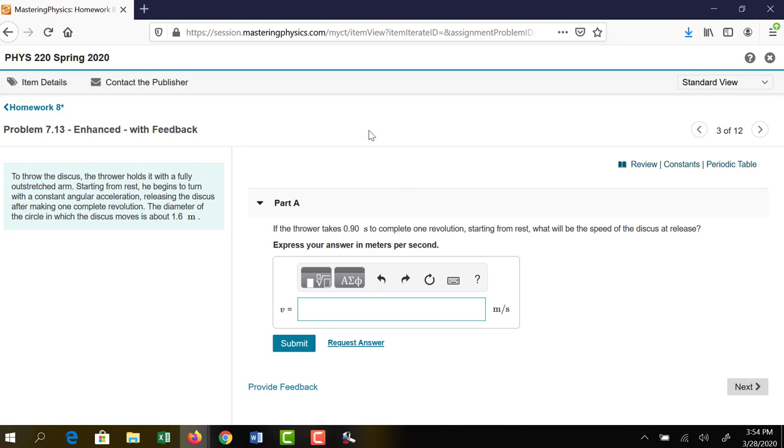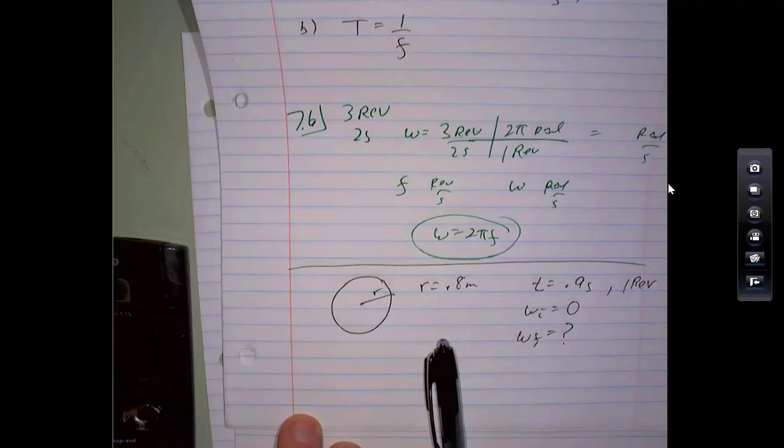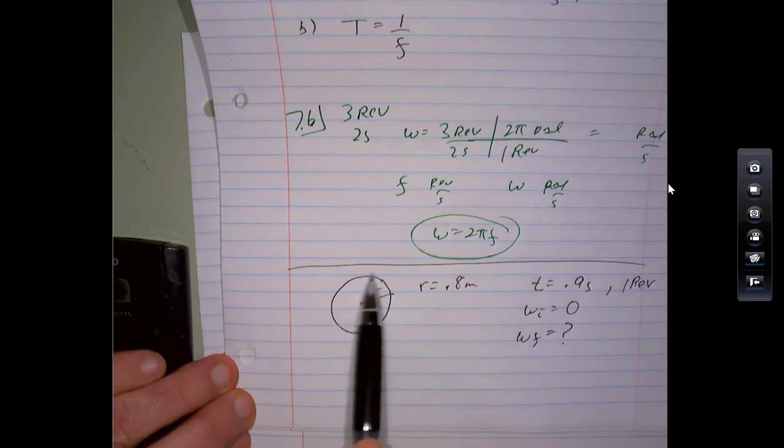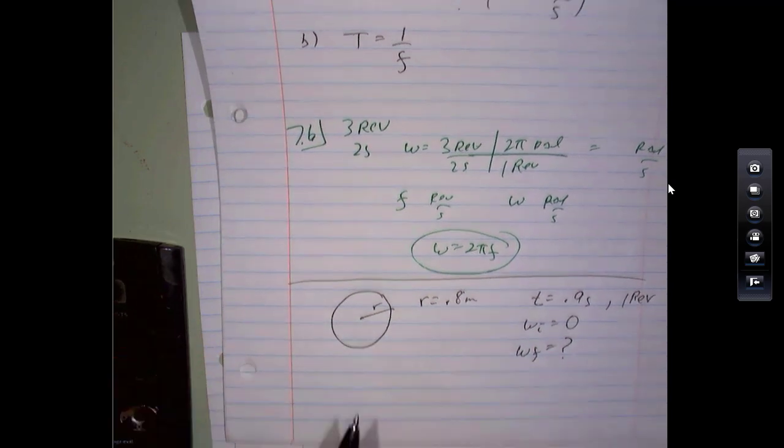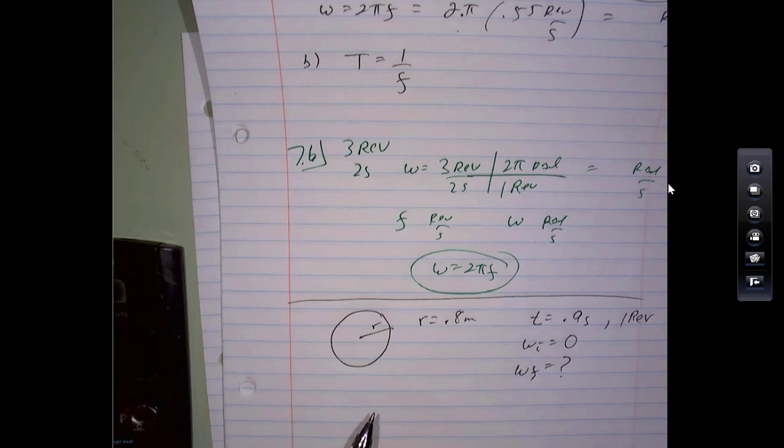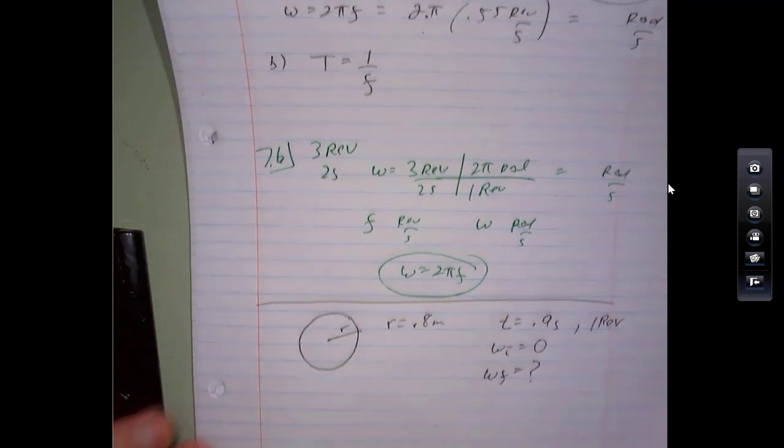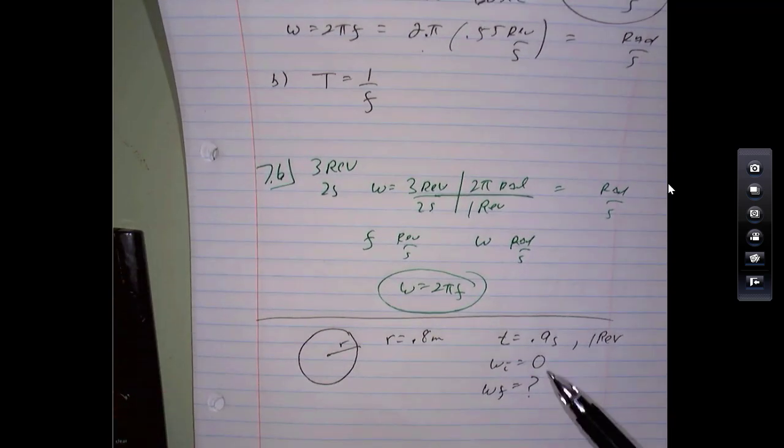As a reminder, to see the section that comes from the book, just hit review here. But let's take a look at this. Here's the kind of picture I've drawn. The discus is going to go around in a circle at the end of the person's arm. It takes 0.9 seconds to do one revolution, and they tell you starting from rest what's the final angular speed. Now it's tempting to just say, all right, one revolution is 2 pi in 0.9 seconds. That will give you the average angular velocity. That's not what they're asking for, though.